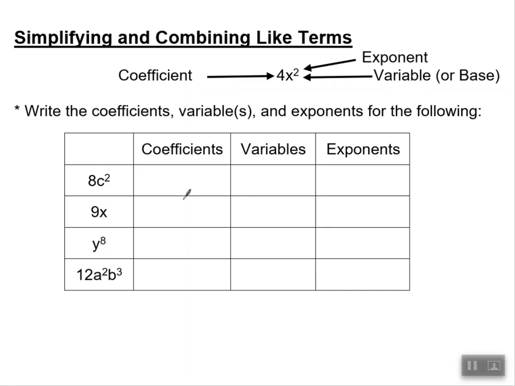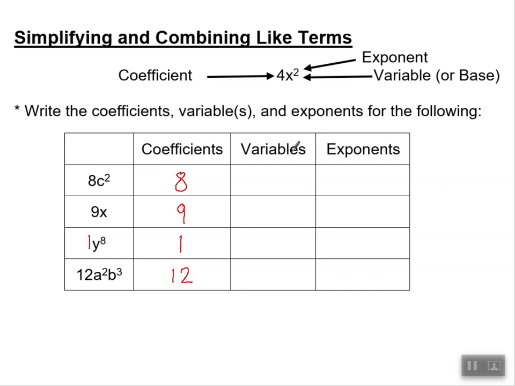Let's first identify the coefficients. The coefficients are the numbers that are being multiplied. So this first coefficient is 8. In our second term, that coefficient is now a 9. We don't see the number that's right here, but when you don't see that number that's being multiplied, it must be a 1. And our final coefficient, of course, is 12. So we can identify the coefficients pretty simply.